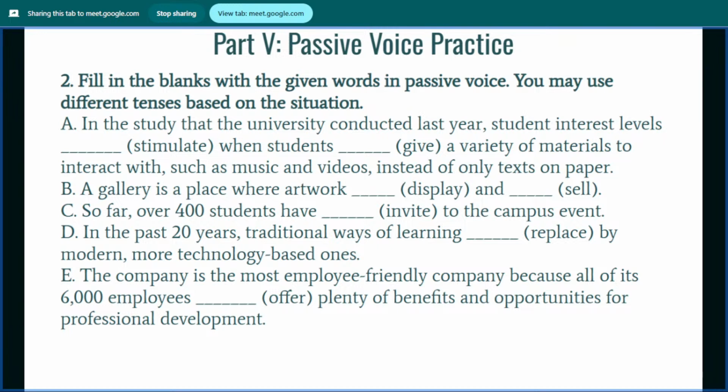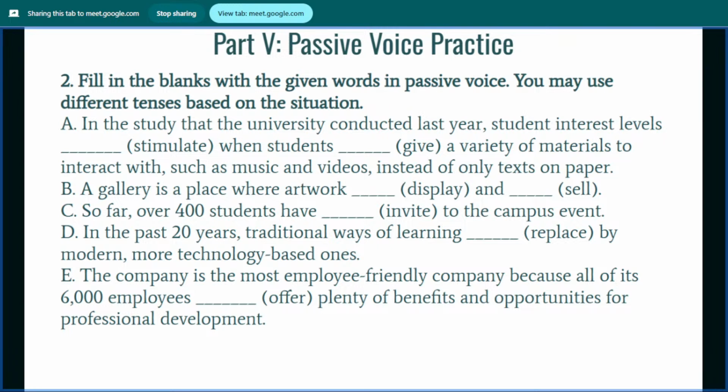A gallery is a place where artwork is displayed and sold. Okay. Pranjali, for the third one: so far over 400 students have been invited to the campus event. Very good. In the past 20 years, traditional ways of learning have been replaced by modern, more technology based ones. We are going to use only verb be, correct?